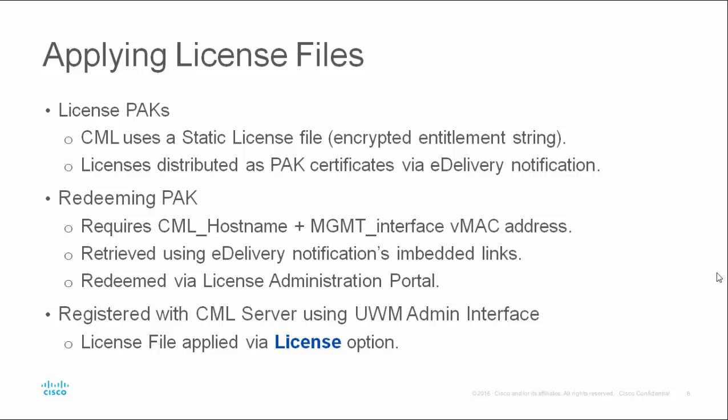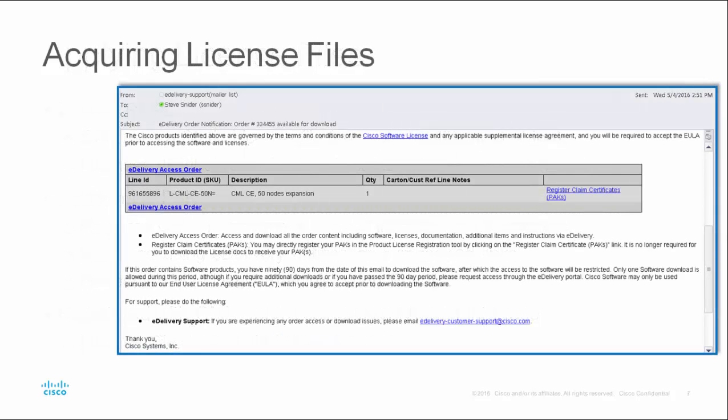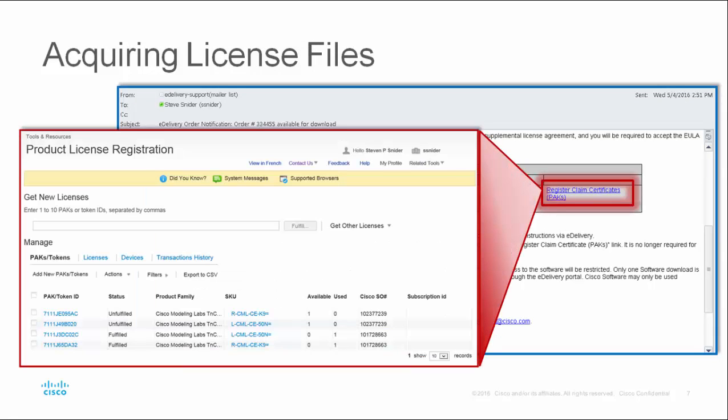Upon receipt of this email, the license file may be applied to the Cisco Modeling Labs server to activate the application. Let's now look at the PAC redemption process. First, we reference the e-delivery notification email. Click the Register Claim Certificates PAC link. This will open a browser session to Cisco's License Administration portal. This will require entering your CCO credentials.